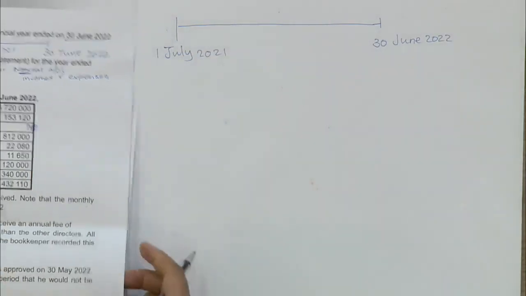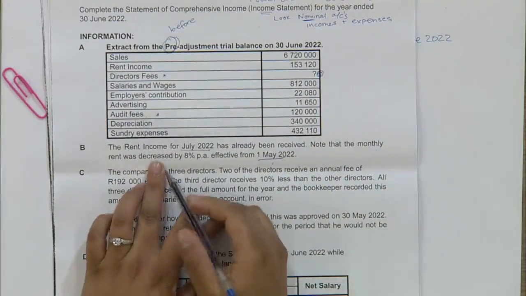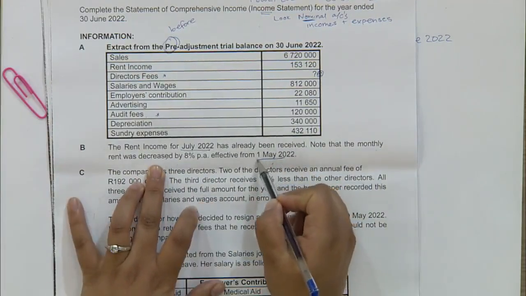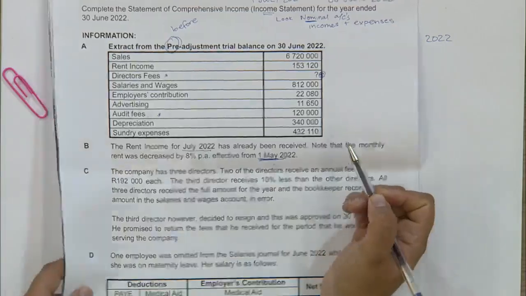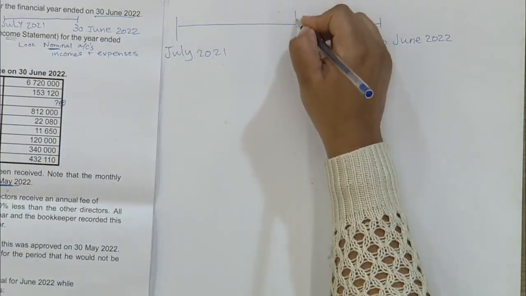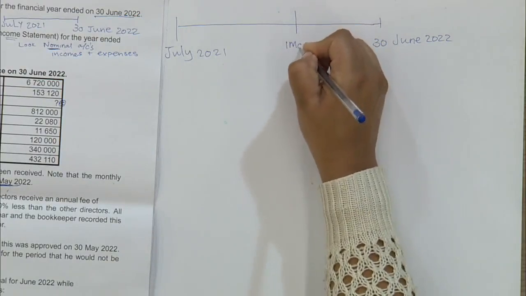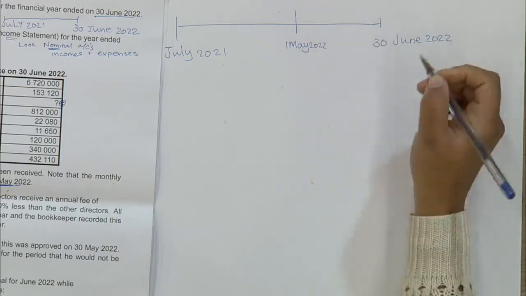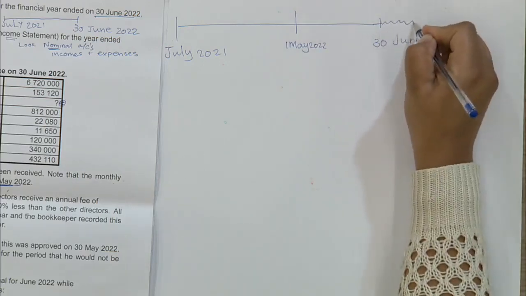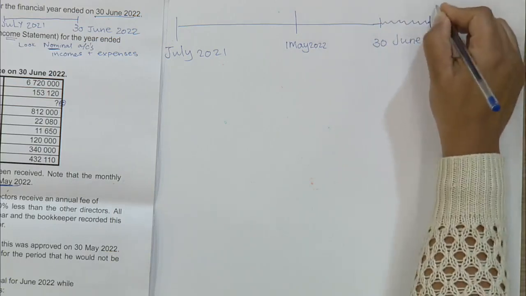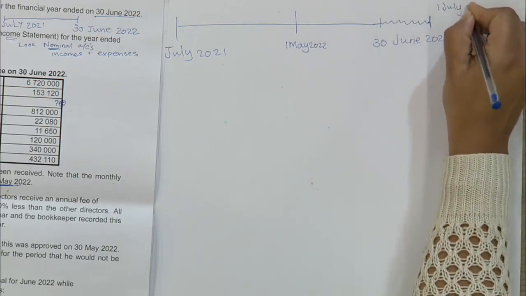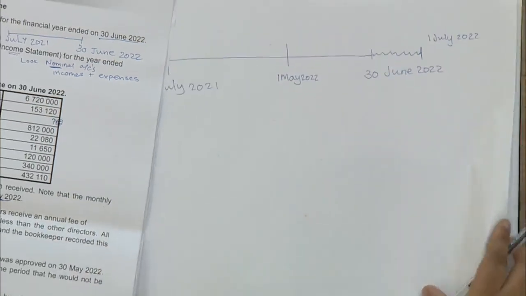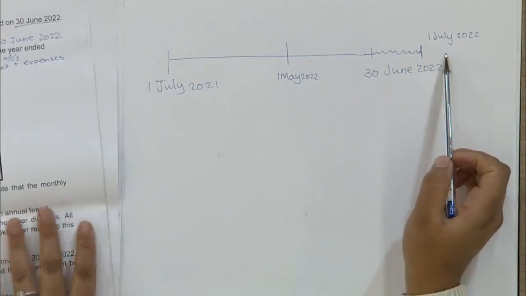When did they say the increase, or in this case, when did they say the decrease came into effect? On the 1st of May. So the 1st of May, we know that the decrease of 8% came into effect. We also know that there was a month that we got paid, the 1st of July, that should not be in our current financial period. Okay? That month should not be in the current financial period.